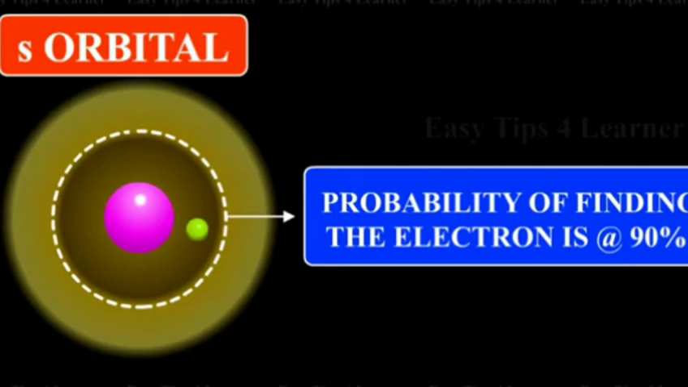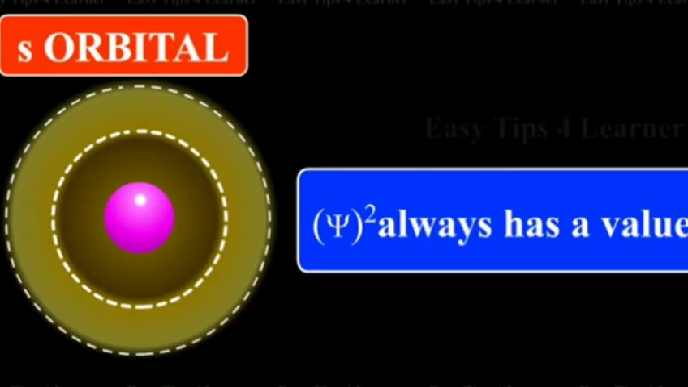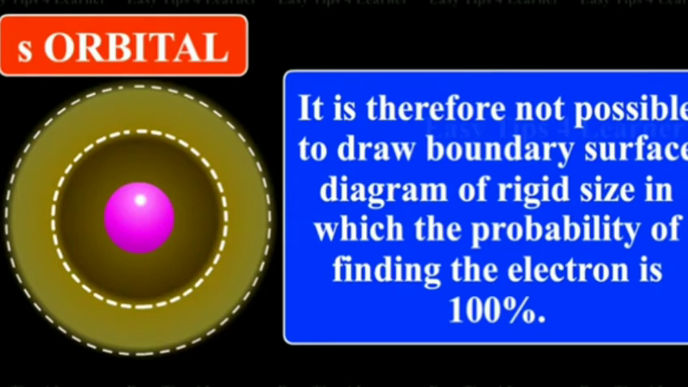electron is very high, say around 90%. One may ask, why do we not draw the boundary surface diagram which bounds a region in which the probability of finding the electron is 100%? The answer to this question is that the probability density psi square always has some value, however small it may be, at any finite distance from the nucleus. It is therefore not possible to draw boundary surface diagrams of rigid size in which the probability of finding the electron is 100%.